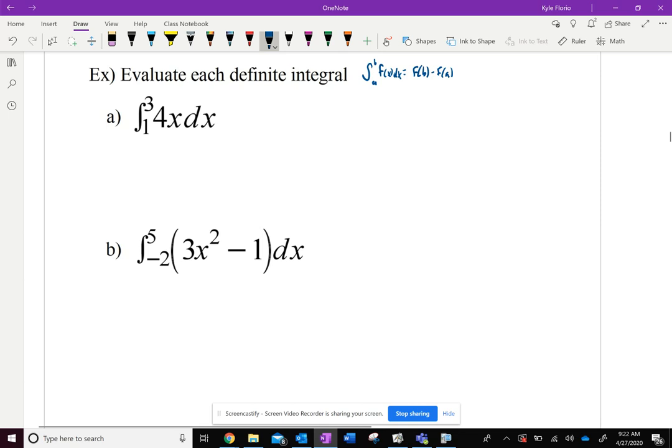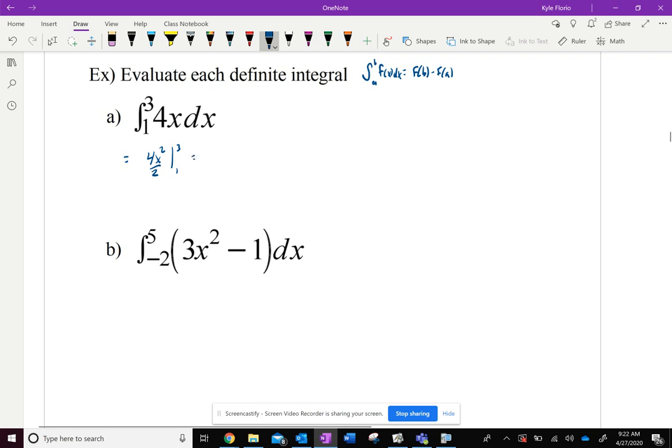So the first thing you want to do is find the antiderivative of the function 4x. And that's going to be 4x squared over 2. Now, you don't need to do the plus c. There is no constant that we're going to need to worry about anymore. So with definite integrals, you don't need the plus c. Now, that's the antiderivative, and I want to evaluate this from 1 to 3. So this is the notation.